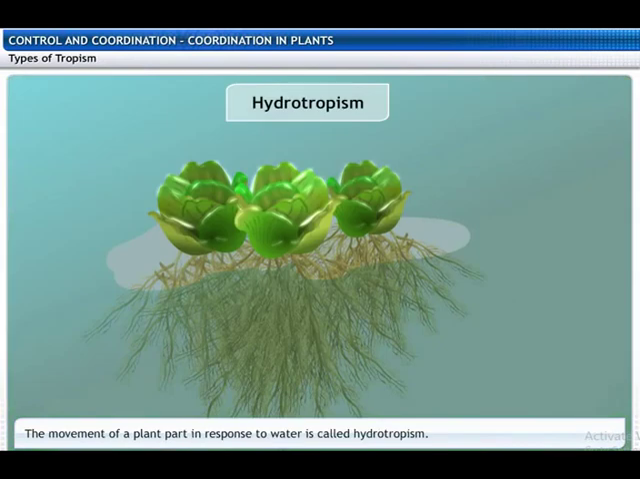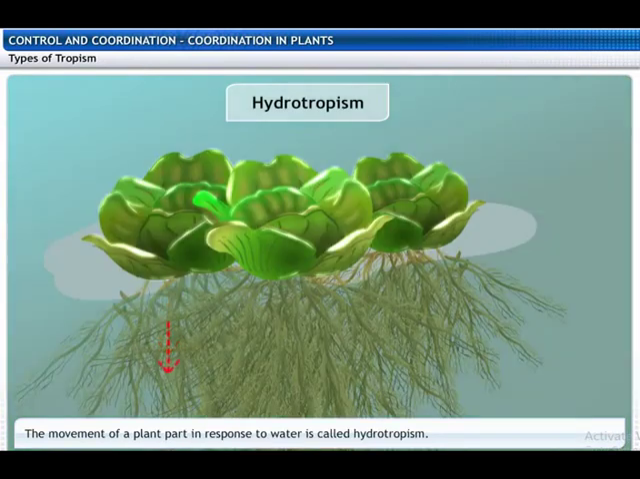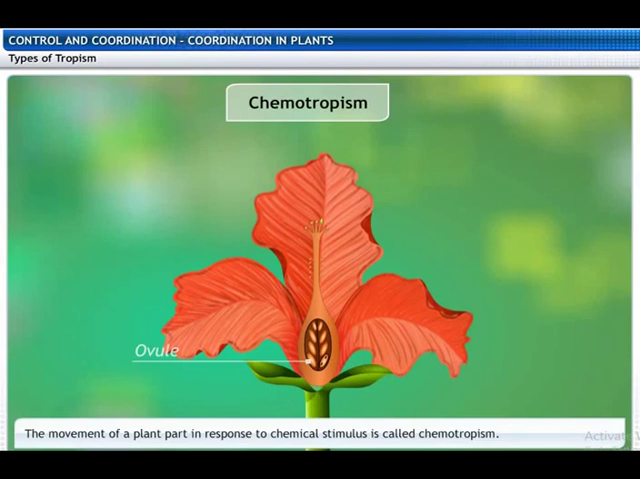Hydrotropism is another growth response in which the direction is determined by the stimuli of water. Chemotropism is movement caused by chemical stimulus. The growth of pollen tubes towards ovules is an example of this type of tropism.